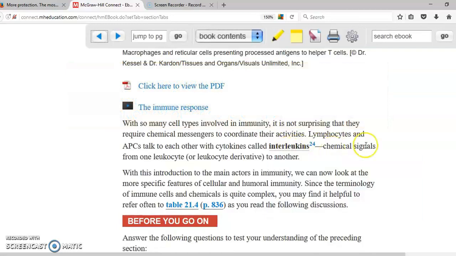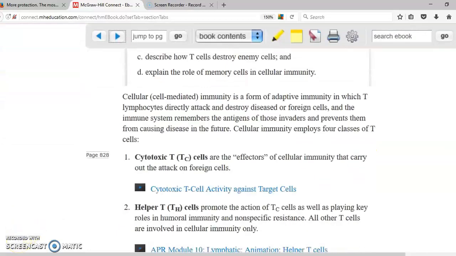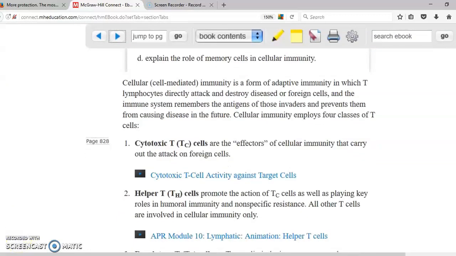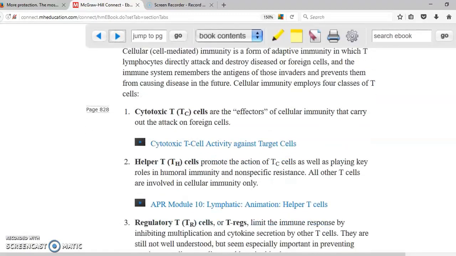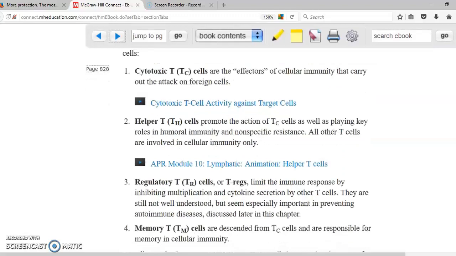Interleukins are chemical signals from one white blood cell to another white blood cell. So let's go to the next topic, cellular immunity. In this case, the only cells that we are going to talk about are the lymphocytes T and lymphocytes B. So let's take a look at the types of lymphocytes T that we have. We have four main kinds.